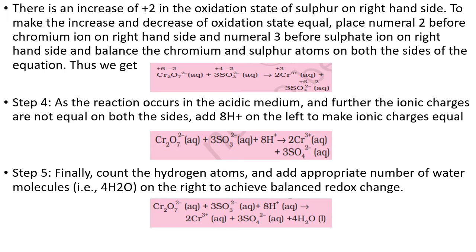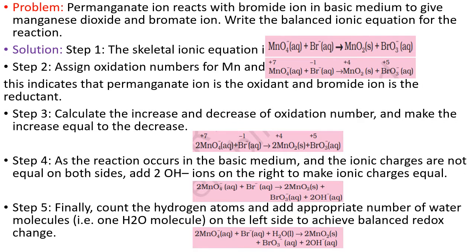Now we'll go to example number 2. Permanganate ion reacts with bromide ion in basic medium to give manganese dioxide and bromate ion. Write the balanced ionic equation for the reaction. So this is the ionic equation for the word equation given in the question. Permanganate is MnO4 minus, bromide is Br minus, manganese dioxide is MnO2, and bromate ion is BrO3 minus. So this is the ionic equation.